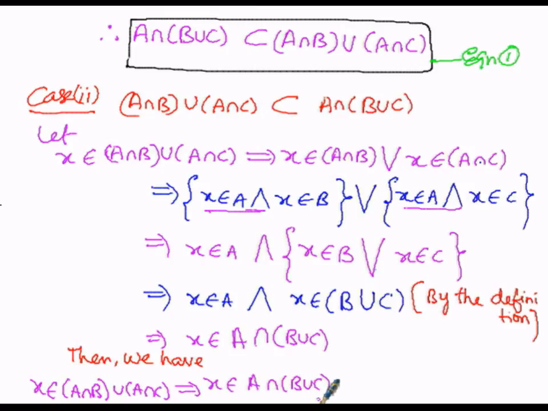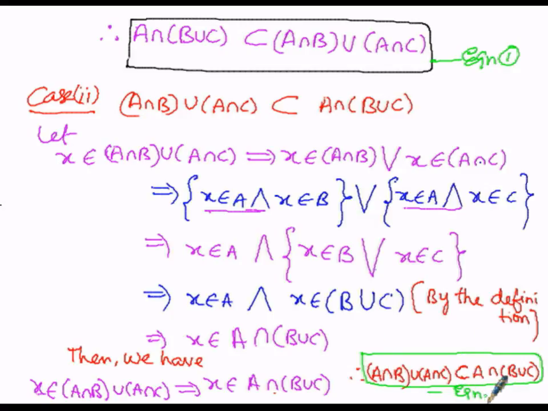From this it is clear that x is an element which belongs to the LHS, A intersection B union A intersection C. The same element x is also present in A intersection of B union C, that is, x is present in both LHS as well as RHS, therefore LHS must be the subset of the RHS. So we can write A intersection B union A intersection C is the subset of A intersection of B union C. Let us consider this as equation number 2, which we got from the second case.